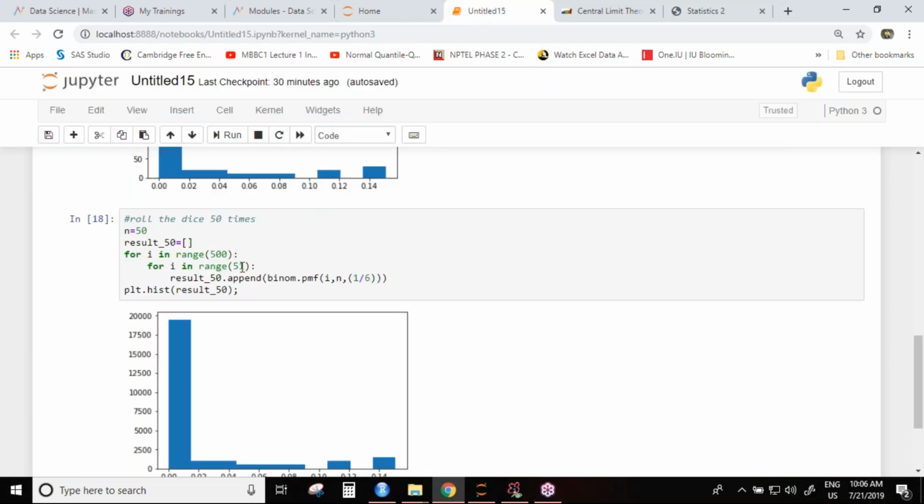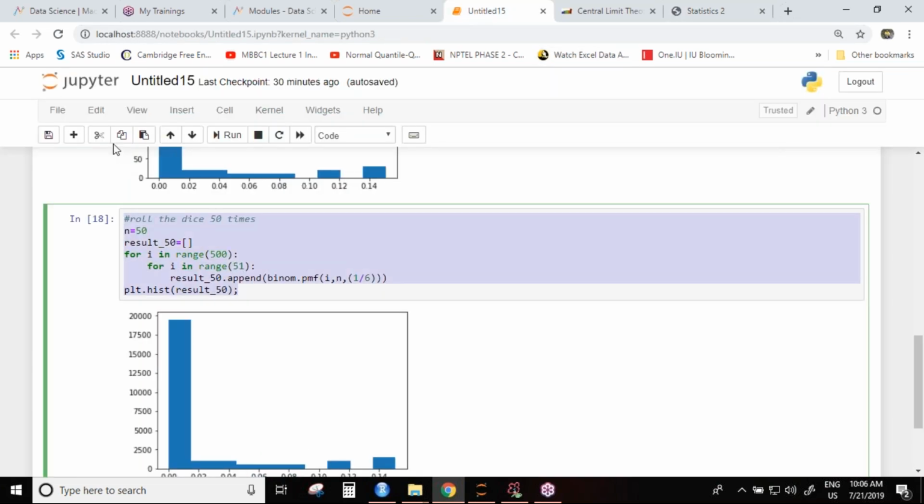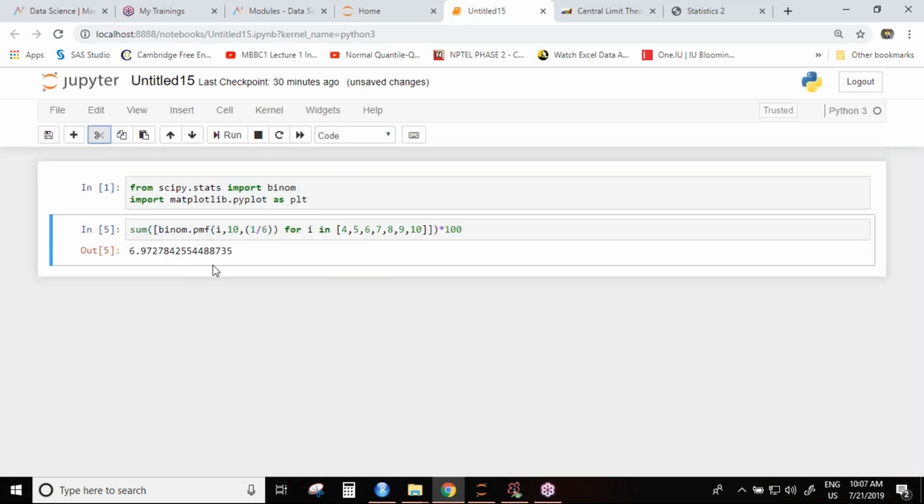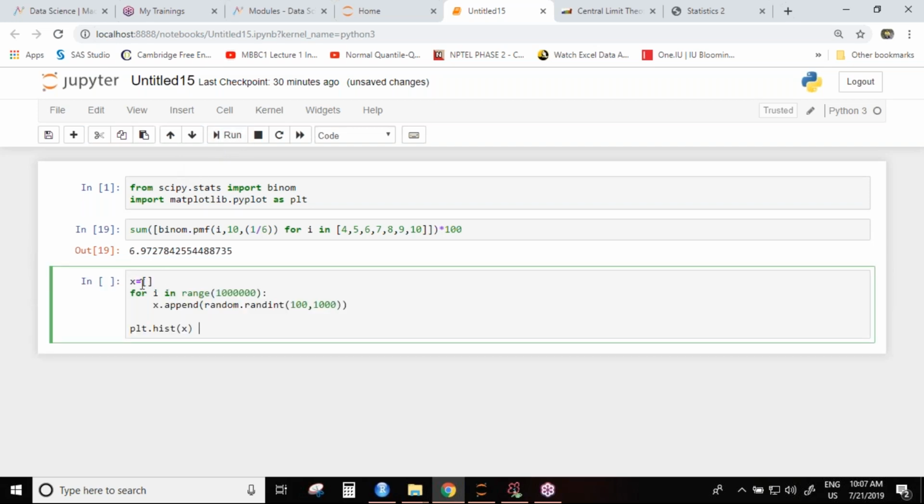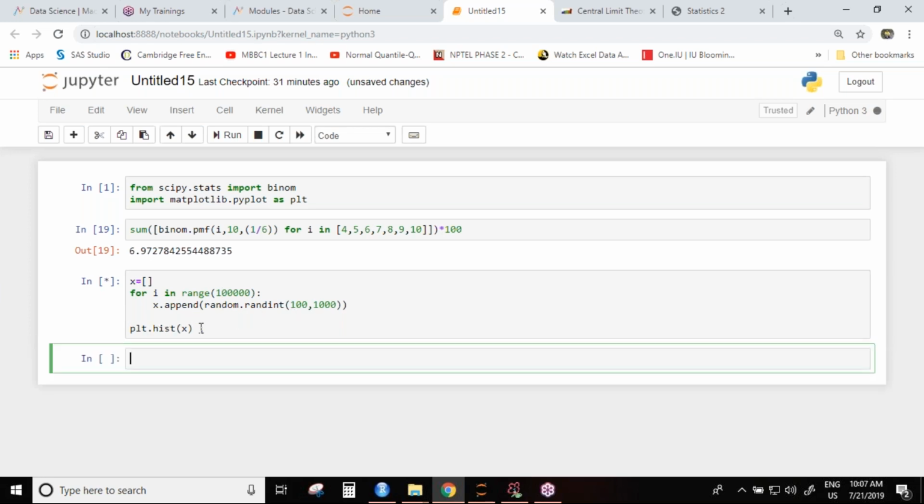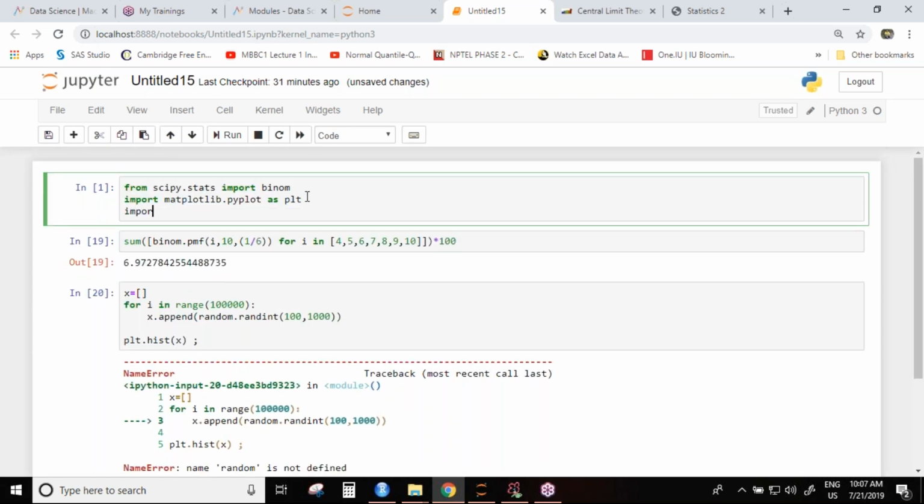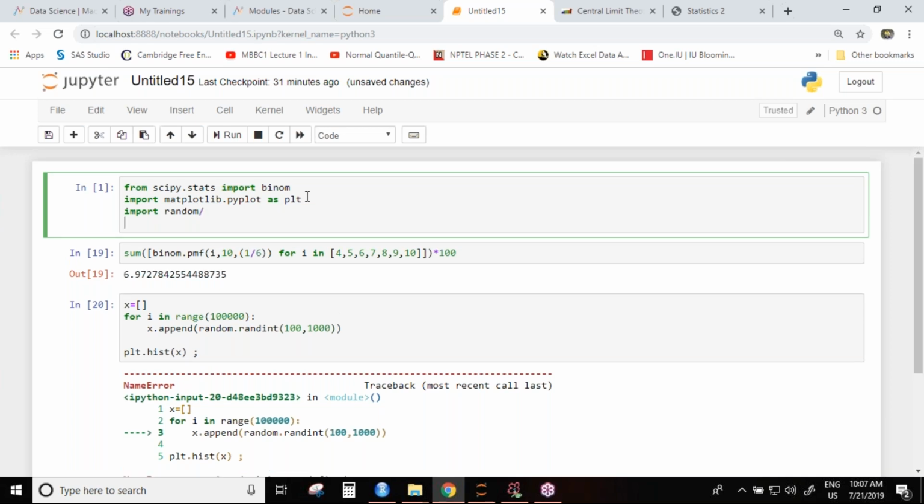Let me do it here. I've written here x is an empty list, and then I do it, let me do it 1 lakh times, 10 lakhs is a lot. Then I append it to x, and then I plot a histogram for it. Oh, random is not defined. Let me import it.